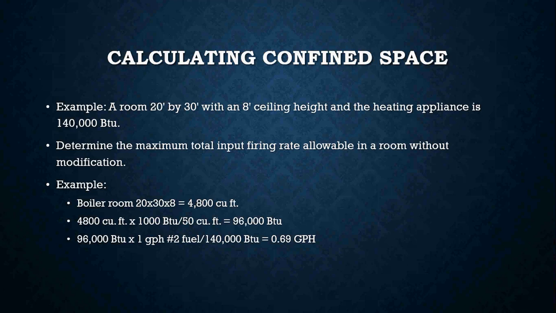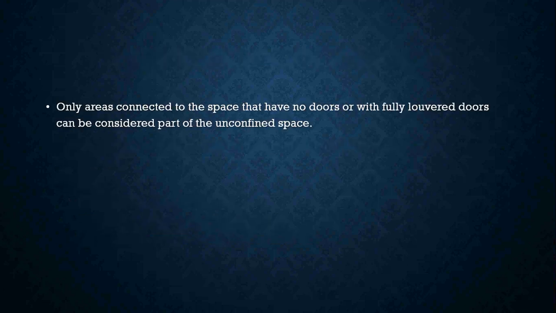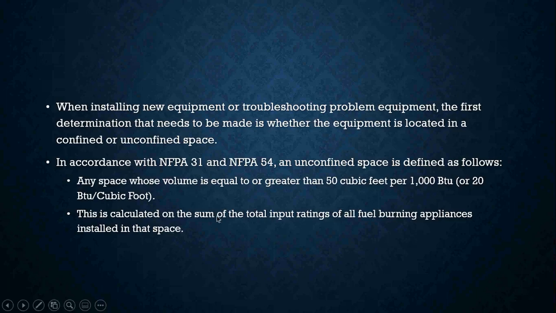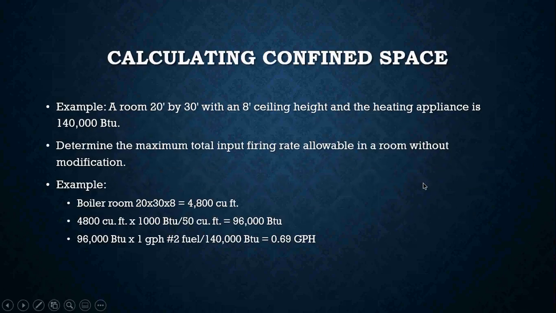We take that 4,800 cubic feet and multiply it by 1,000 BTUs per 50 cubic feet, because that's what is in the definition of our unconfined space, right? 50 cubic feet per 1,000 BTUs, correct? So we come up with 96,000 BTUs. Now we know how many BTUs we can put into that one space.